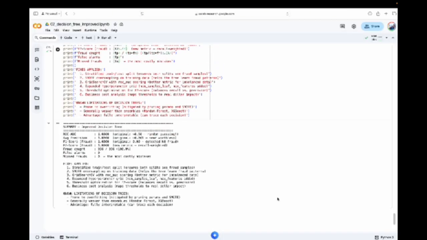In summary, the improved model significantly outperforms the original by fixing data, splitting, handling imbalance, tuning parameters, and optimizing threshold. As a result, it successfully detects fraud cases with high accuracy and recall.